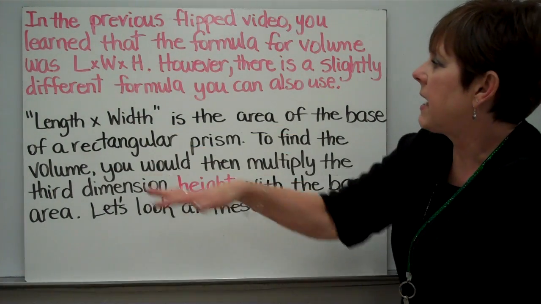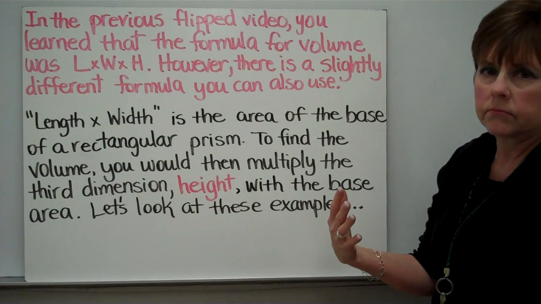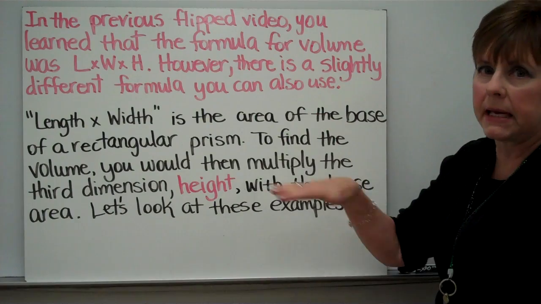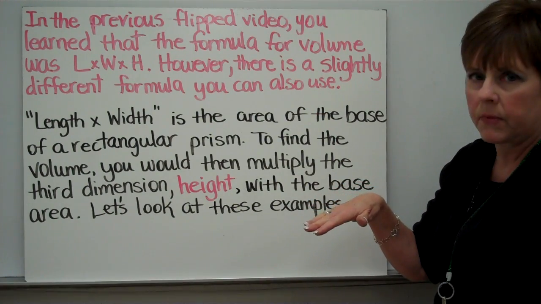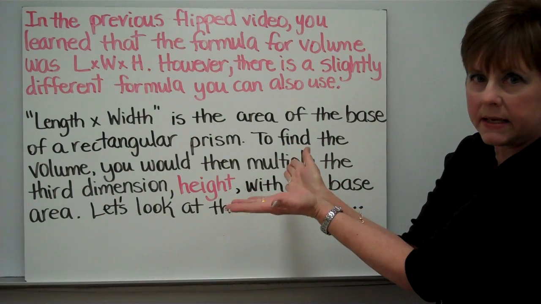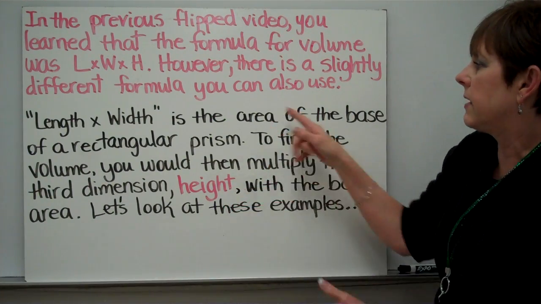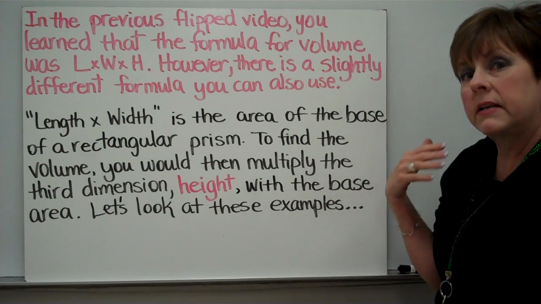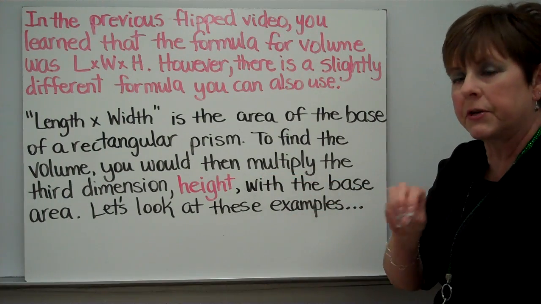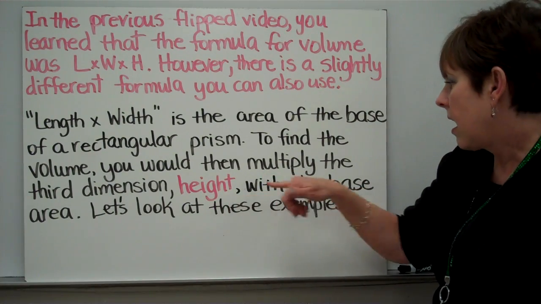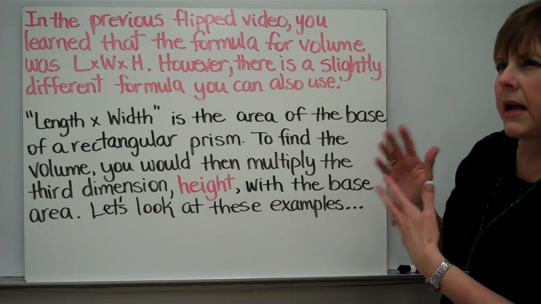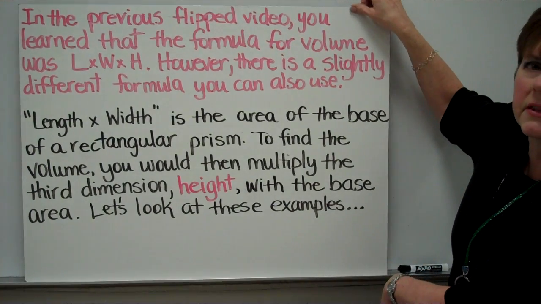For example, length times width, that's the area. All right, length times width is area. And it's the area also of the base of a rectangular prism. We're talking about the length of it and the width, how wide it is. And length times width is the area. If you wanted to find the volume of a rectangular prism, you would then multiply that third dimension, which is height, along with the base area. All right?